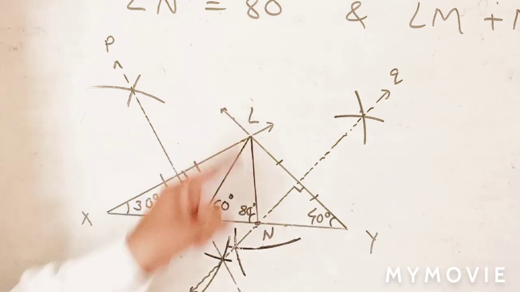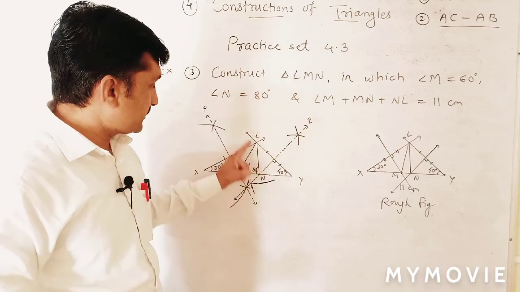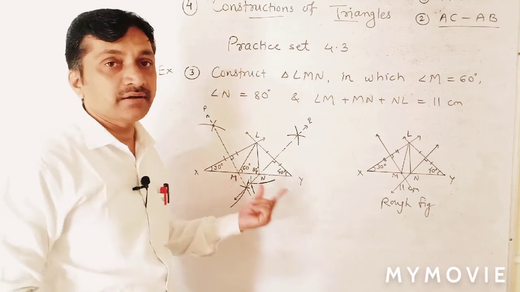This is the required triangle LMN. Friends, this is the required triangle LMN with perimeter 11 cm and base angles 60 and 80.